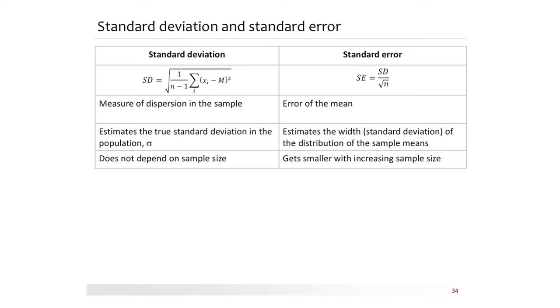This is a simple comparison between standard deviation and standard error. You probably know this already. Standard deviation is a measure of dispersion in the sample, while standard error is the error of the mean. This one estimates the true standard deviation in the population, the unknown one, and this estimates the width of the distribution of sample means, the sampling distribution.